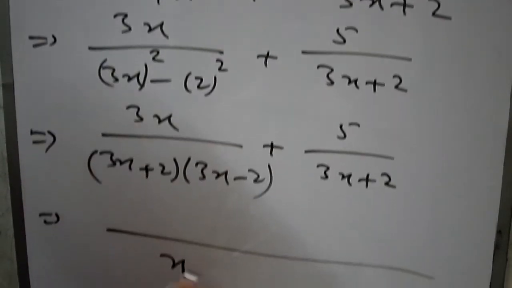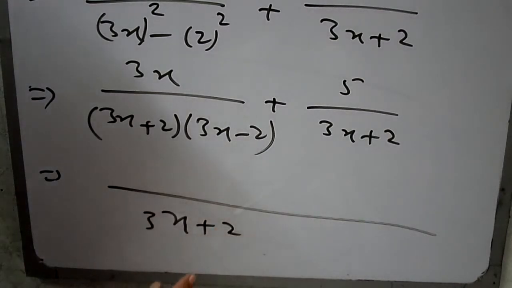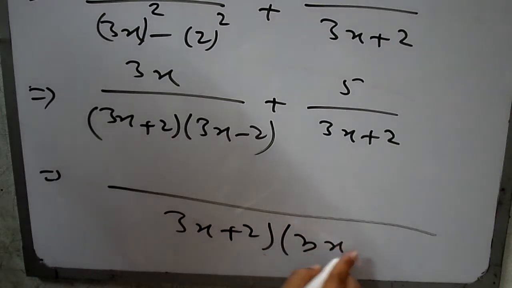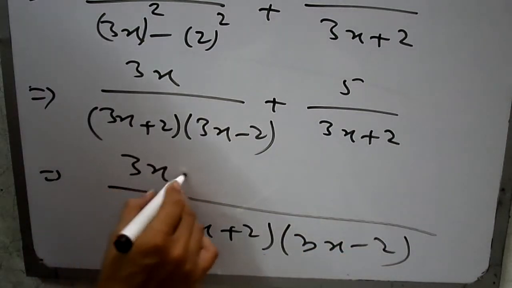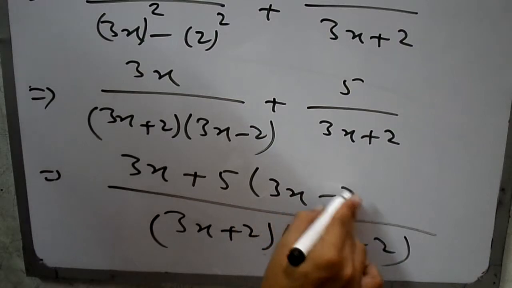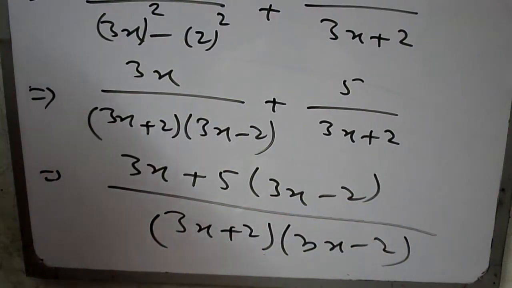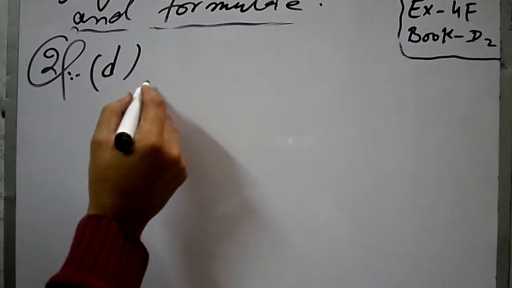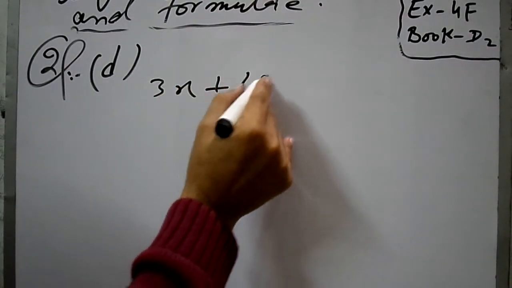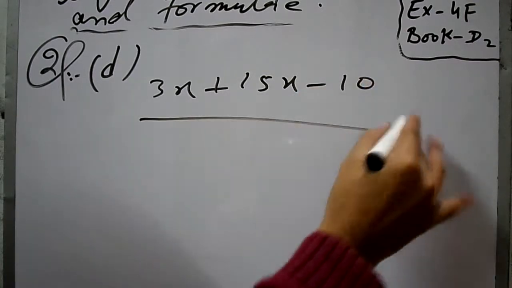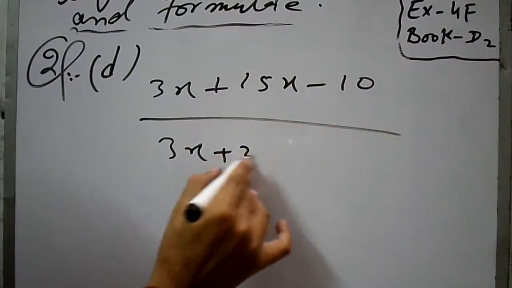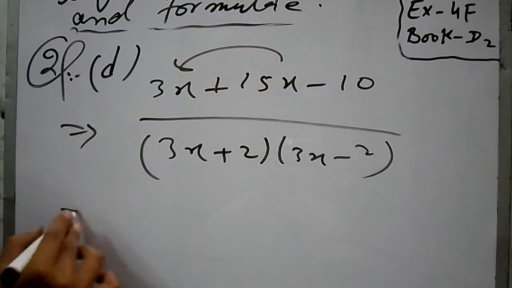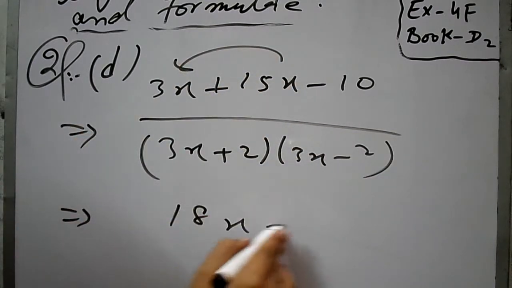So in the third step, 3x plus 2, product of common, and you should take product of non-common into product of non-common. So you should simplify it here. That is 3x divided by, that is 3x plus 2 minus 2. So similar terms will be added, that is 18x minus 10.